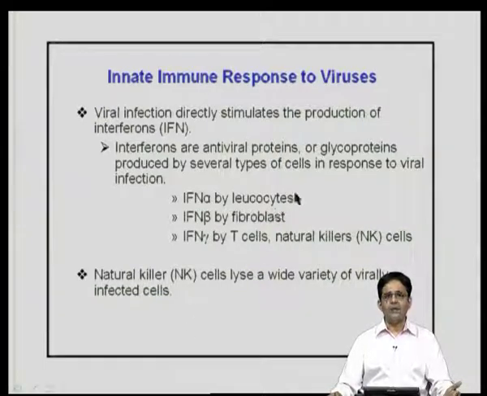Interferon alpha is produced by leukocytes, interferon beta by fibroblasts. Both alpha and beta bind to a particular receptor known as the type 1 interferon receptor. Type 2 is interferon gamma, which is produced by T cells and natural killer cells. And the receptor for interferon gamma is distinct from that of interferon alpha and beta. So, these two have different signal transduction pathways, and we will discuss that a little bit.